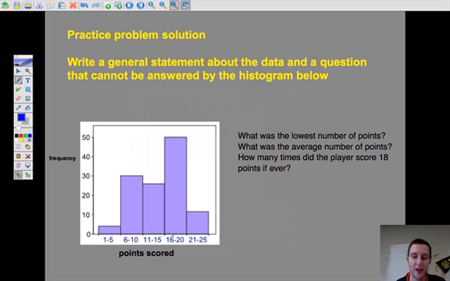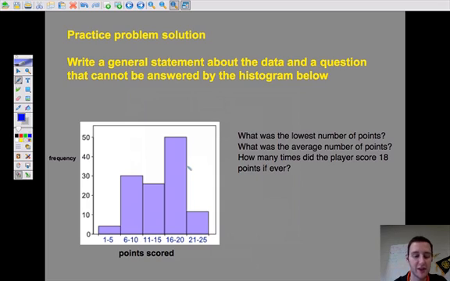And then how many times did the player score 18 points, if ever? Okay, so we know that there are 50 times where the player scored between 16 and 20 points, but we don't know if they ever actually scored 18 or how many times that might have occurred.